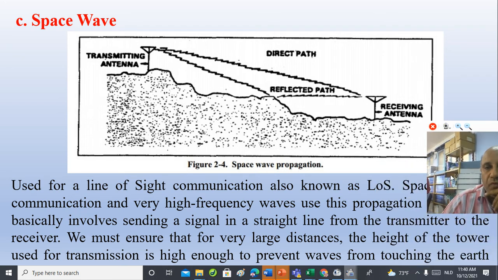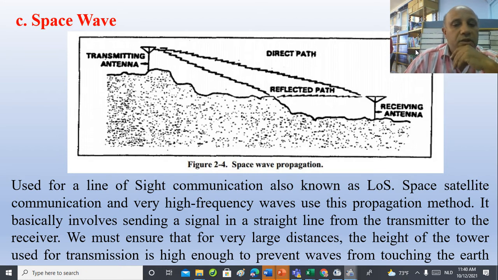Line of sight communication, also called LOS, space satellite communication, and very high frequency waves use this propagation method. It basically involves sending a signal in a straight line from the transmitter to the receiver. We must ensure that for very large distances, the height of the tower used for transmission is high enough to prevent waves from touching the earth, so as to avoid attenuation or decay from the barrier.